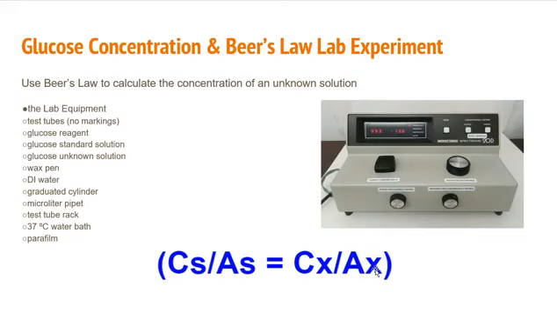So we are going to measure the absorbance of our standard solution and then unknown glucose solution by using the spectrophotometer, and we already have the concentration of our glucose standard solution by reading the label on the bottle, and then we need to calculate the concentration of our unknown solution.